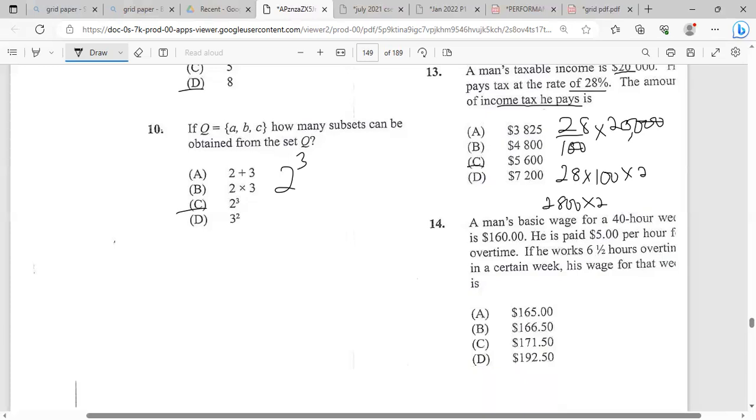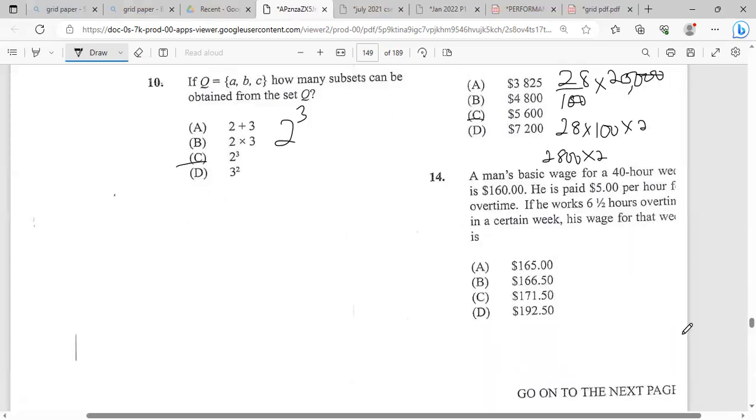Number 14: a man's basic wage for a 44-hour week is $160. He is paid $5 per hour for overtime. If he works 6.5 hours, we have 6.5 times 5, because he's getting $5 per hour. That gives $32.50 for his overtime. So his total wage would be $192.50 when you add these.